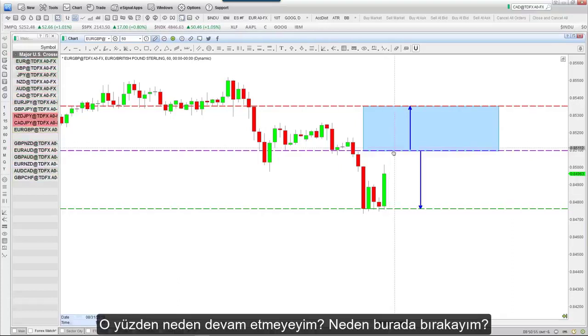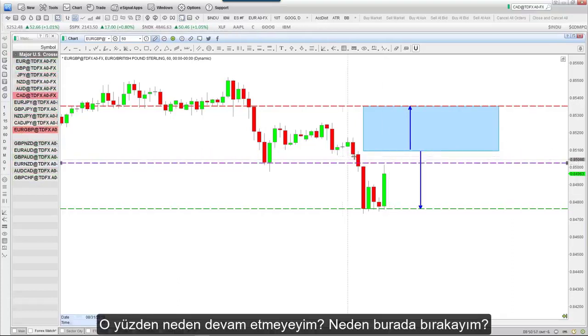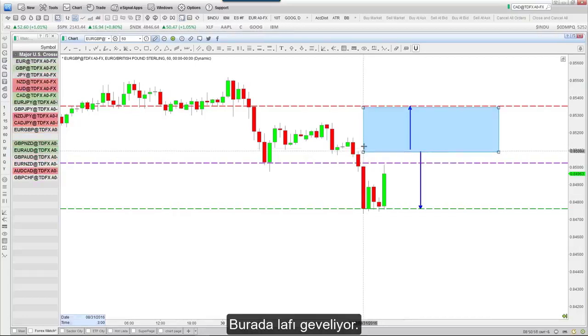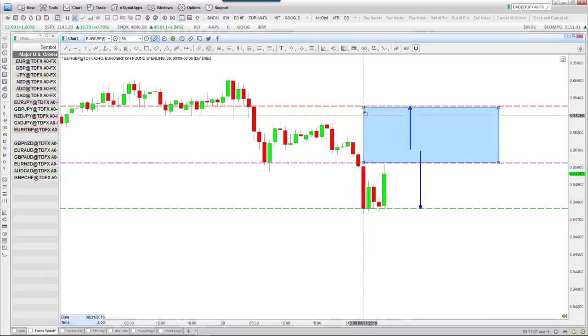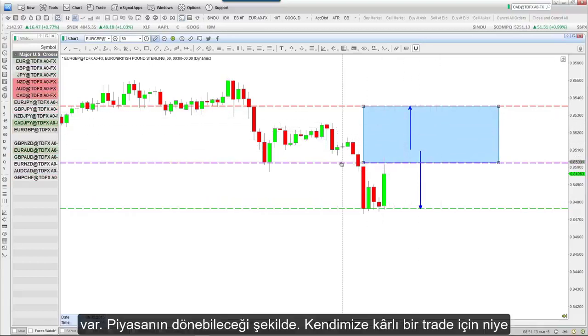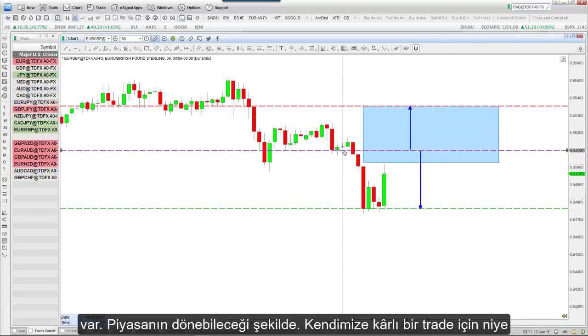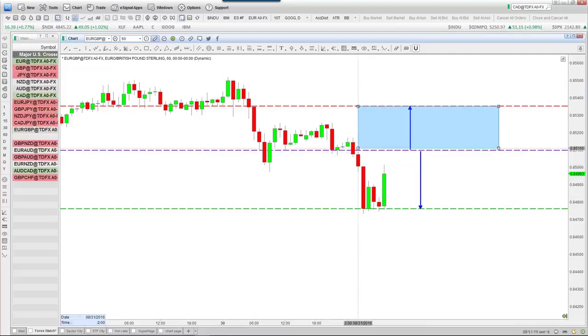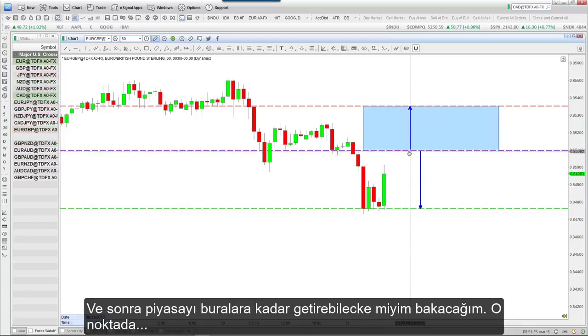And so why wouldn't I just roll it? Why would I just leave it here and say, it's not going to come all the way? You've got risk reward that doesn't work. We've got all this bare space in here where the market could reverse into. Why don't we give ourselves a chance at having a profitable trade? So I'm just going to roll my limit orders up to 85.09 or whatever it is, 85.10, and see if I can get that market to come all the way up there.